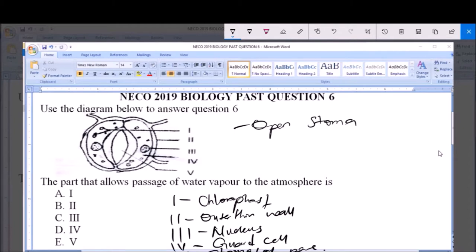Now the chloroplast, like we know, contains the chlorophyll that is responsible for photosynthesis. So it cannot be what we are looking for. II is the outer thin wall that helps protect the stoma, so it can't be this. Then III is the nucleus which regulates activities going on in the stoma, so it can't be this. Now option IV says the guard cell. Now the guard cells are responsible for what? They control the opening and closing of this stomata.